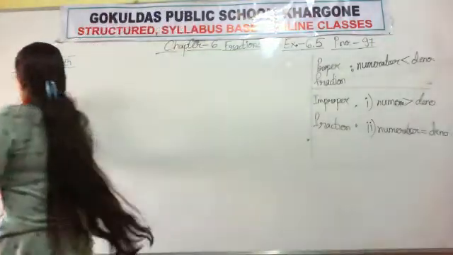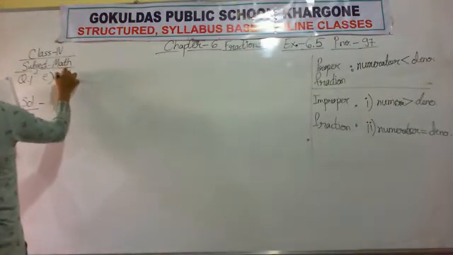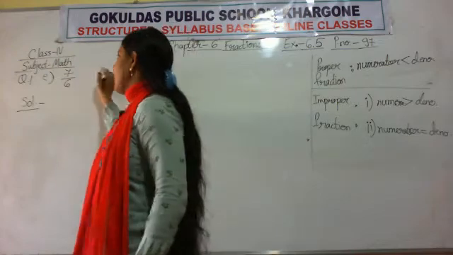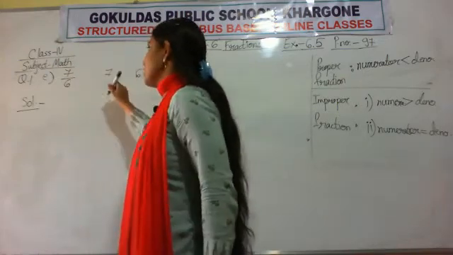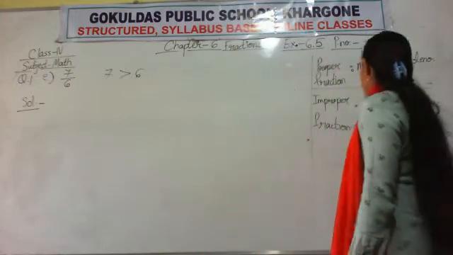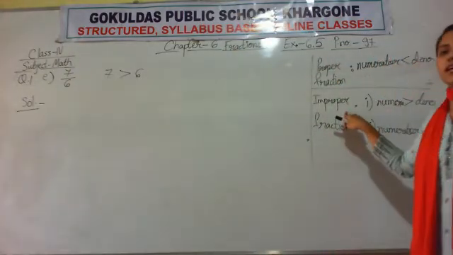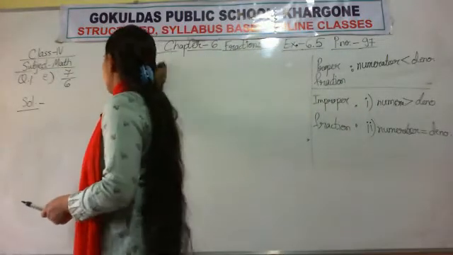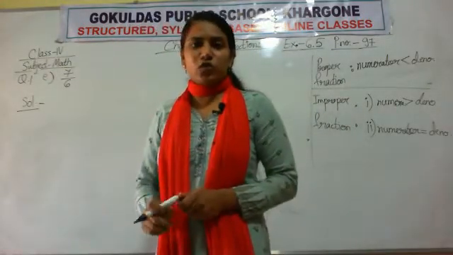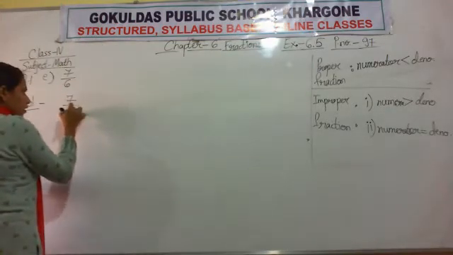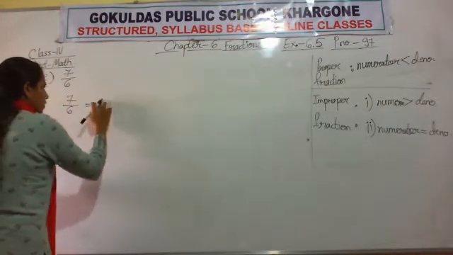In question number E, our given fraction is 7 upon 6. Here numerator is 7 and denominator is 6. Numerator is greater than denominator. When numerator is greater than denominator, it means it is an improper fraction. And how we represent improper fraction? We need to do some extra efforts. First of all, convert this improper into mixed fraction.